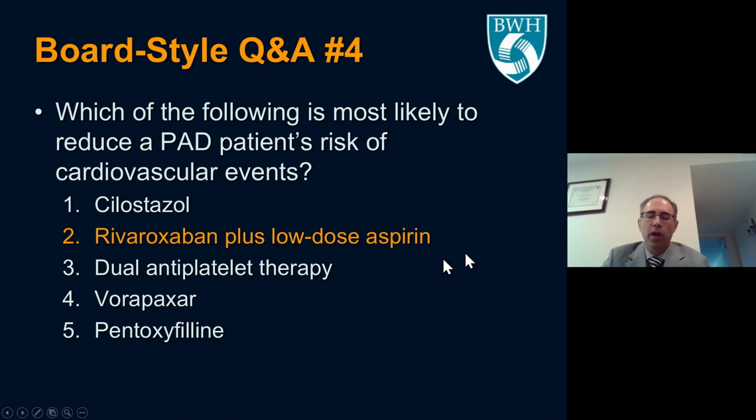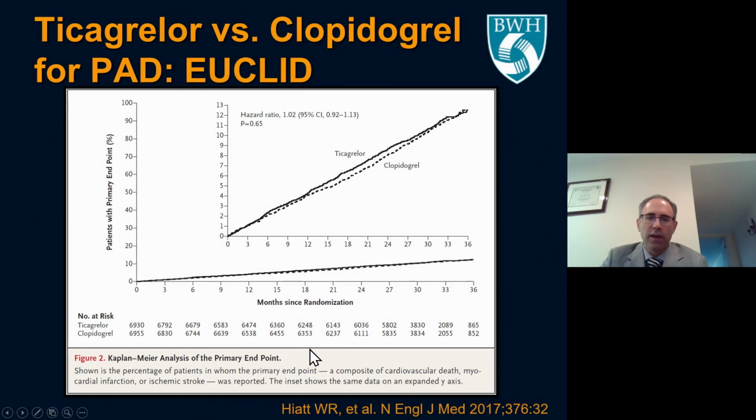COMPASS trial, which we're going to talk about, showed a very nice reduction with a combination of rivaroxaban and low-dose aspirin. Dual antiplatelet therapy has been pretty disappointing. Vorapaxar has shown some promise, but it's really underused and has a very high risk of bleeding, and certainly not as impressive as rivaroxaban and low-dose aspirin. Trentol really doesn't do much of anything in these patients.